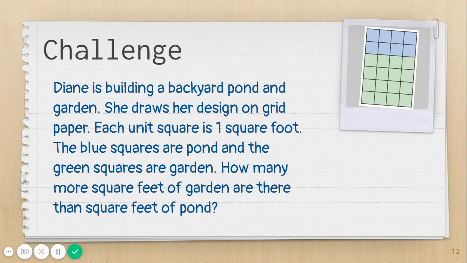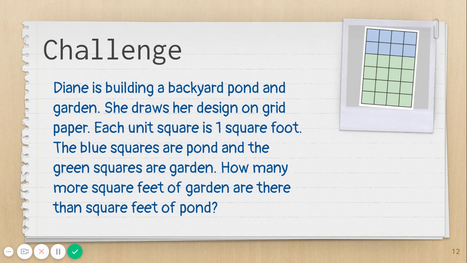Here's a challenge. Diane is building a backyard pond and garden. She draws her design on grid paper. Each unit square is 1 square foot. The blue squares are pond and the green squares are garden. How many more square feet of garden are there than square feet of pond?